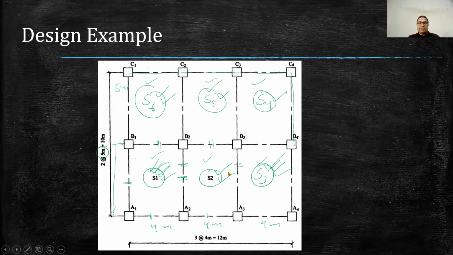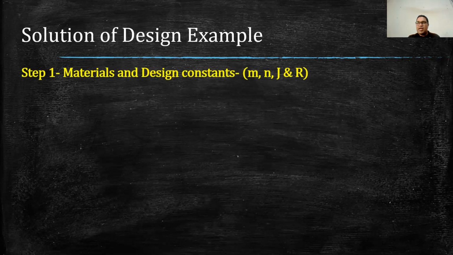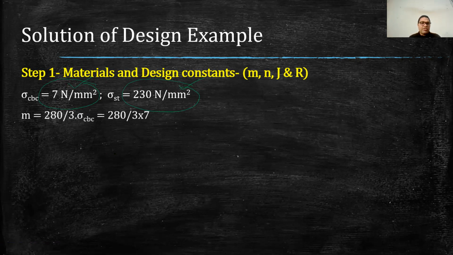So now we will start our design problem. Our first step will be the same. We have to find out the design constants, which are m, n, j, r. We already know the grade of concrete and the grade of steel. Based on that grade, we can easily find out the values of sigma cbc and sigma st from the IS code as 7 Newton per mm square and 230 Newton per mm square. After that, we will find out the modular ratio, and the formula for this is 280 by 3 sigma cbc. Putting the value here, we get the value of m as 13.33.